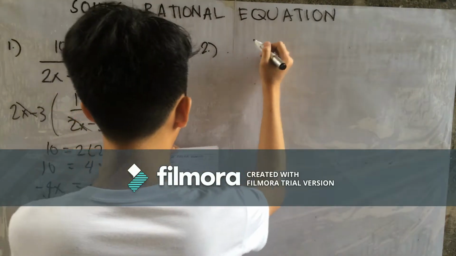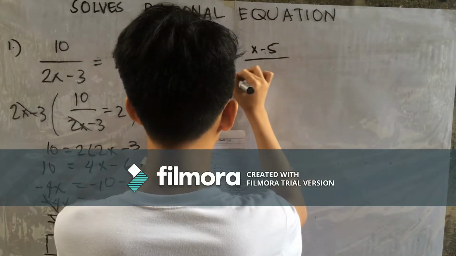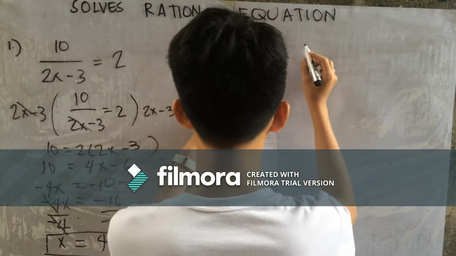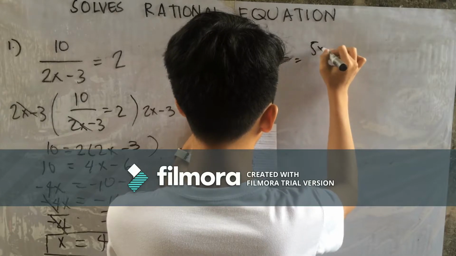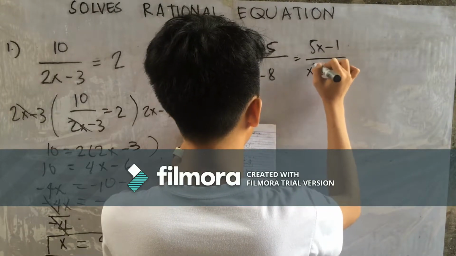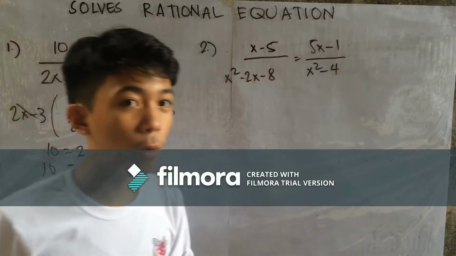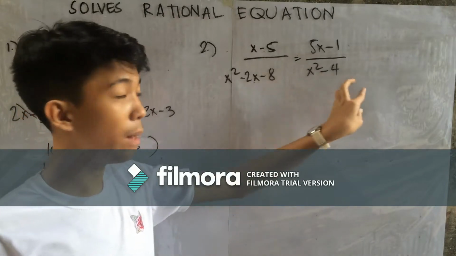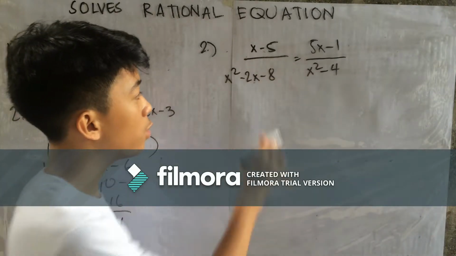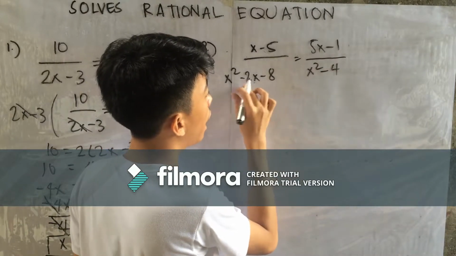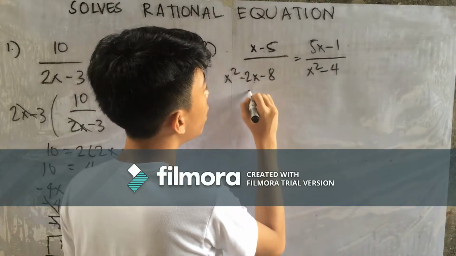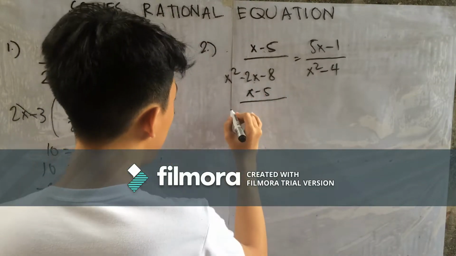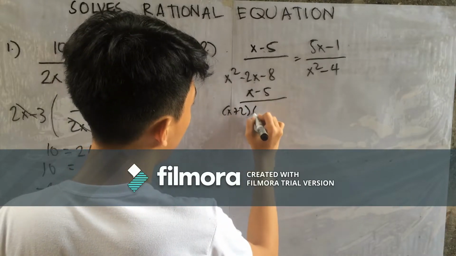solve for x minus 5 over x squared minus 2x minus 8 equals to 5x minus 1 over x squared minus 4. So, sa pagkuha naman neto, kailangan muna nating mag-factor. I-factor natin yung denominator nila para ma-cancel natin. So, ang factor nitong dalawa ay x minus 5 over x plus 2 and x minus 4.